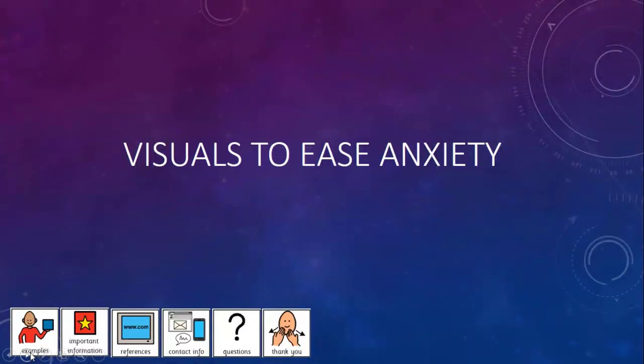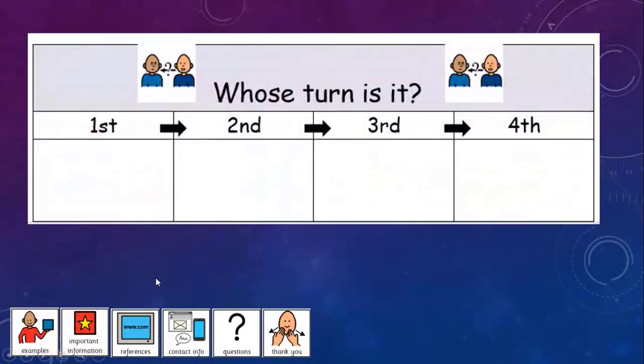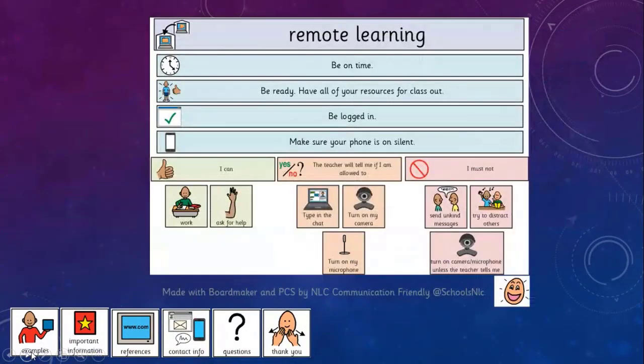Okay, so I'm looking at visuals to ease anxiety. Taking turns can be a really difficult thing. Not knowing when you're going to be asked a question, not knowing when something's going to happen, not being first can be a real struggle. So using a turn taker board can sometimes be really effective for that.